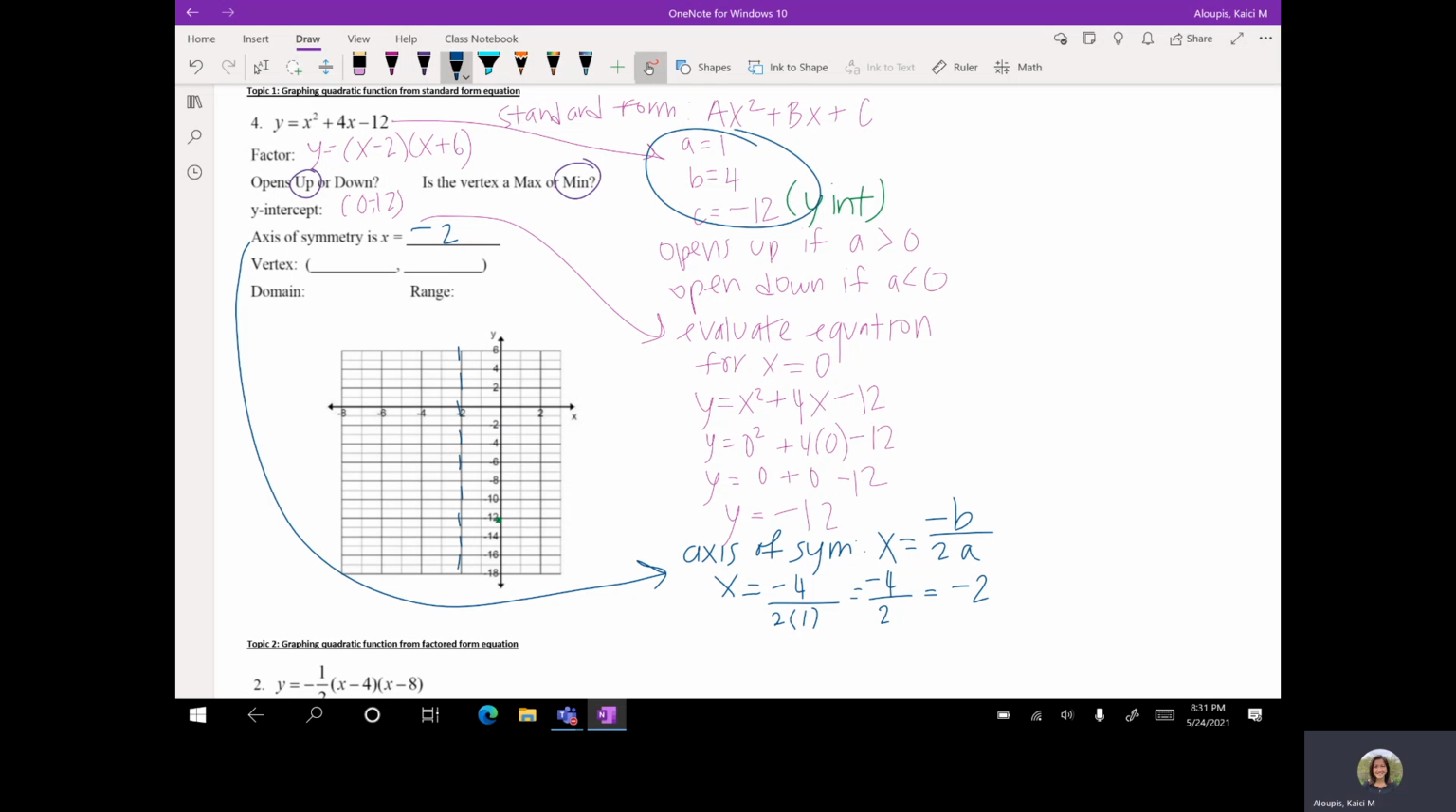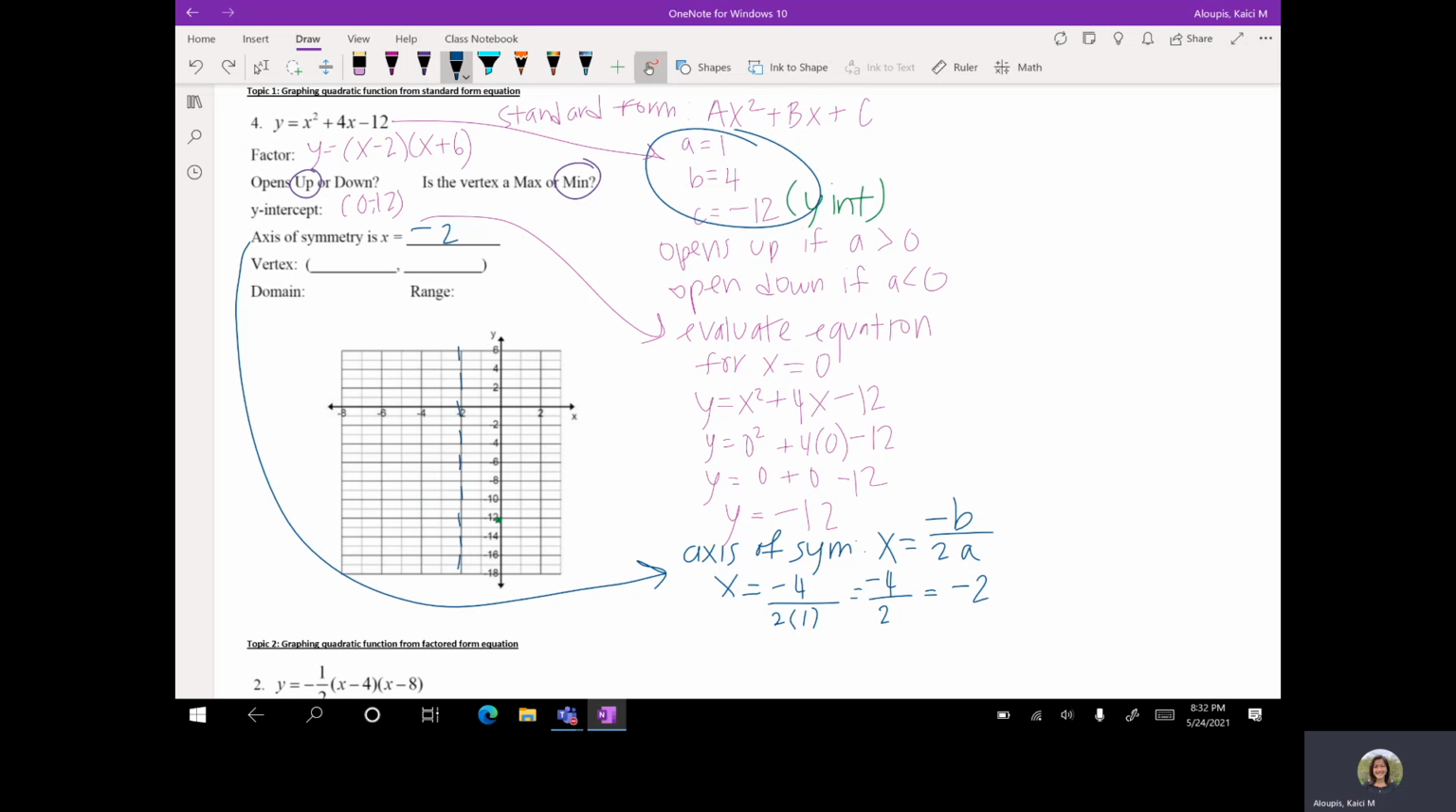All right, the last bit is to find the vertex. Now, the vertex is directly related to the axis of symmetry. So that's why we found that axis of symmetry first, because remember that our vertex is going to be a minimum point. So somehow our graph is going to look something like that. We don't know exactly what it's going to look like yet. It'll look something like that because we're going to have a minimum point for our vertex since it's opening up.